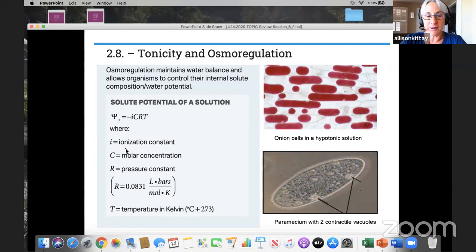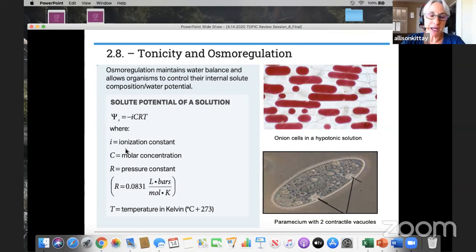So an example would be if you were looking at a sodium chloride solution. We all know that sodium chloride will ionize in water into sodium ions and chloride ions. If you put a sugar into water, it does not ionize. So that is a value that tells you whether or not the solution will ionize. C is the molar concentration or molarity of the solute. And you'll see when we get to our lab that there is a way to determine the molar concentration of a particular cell in a particular solution.